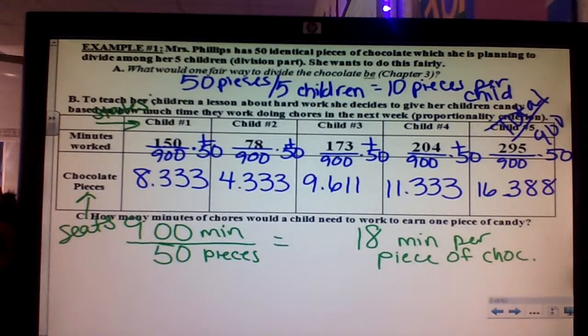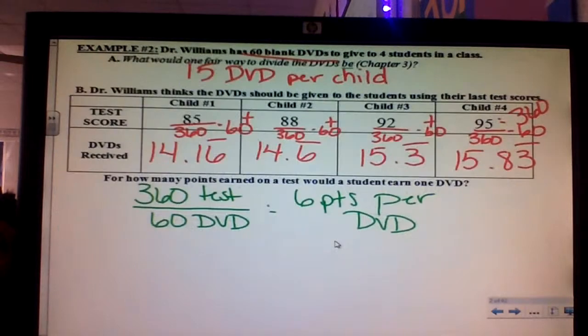We're basing all of this off of what? What are we using to give out the chocolate? The minutes worked. So that is your population. Your children are getting chocolate based on how many minutes they've worked. That's weird. Okay, child labor.